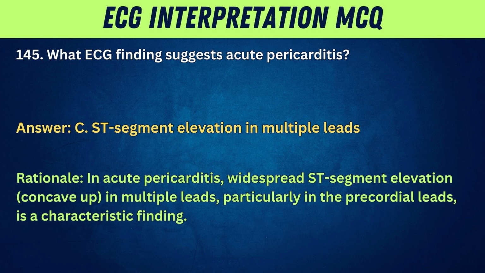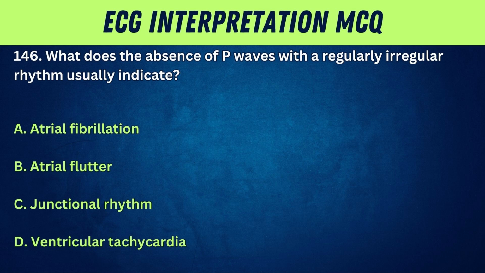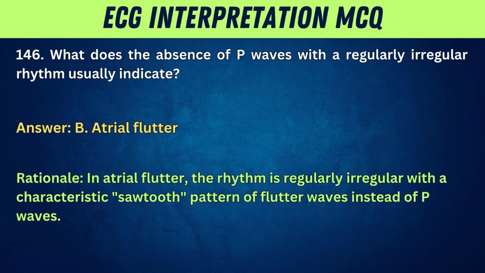146. What does the absence of P waves with a regularly irregular rhythm usually indicate? A. Atrial fibrillation. B. Atrial flutter. C. Junctional rhythm. D. Ventricular tachycardia. Answer: B. Atrial flutter. Rationale: In atrial flutter, the rhythm is regularly irregular with a characteristic sawtooth pattern of flutter waves instead of P waves.